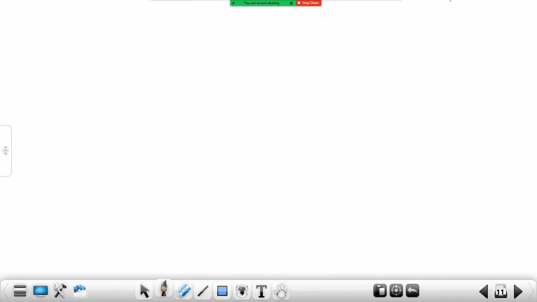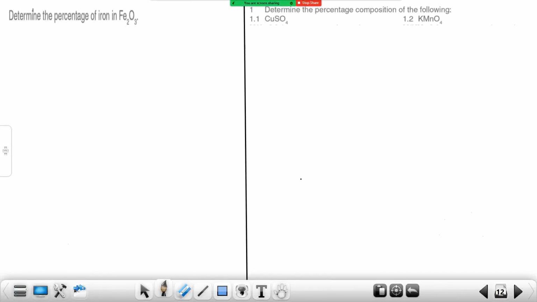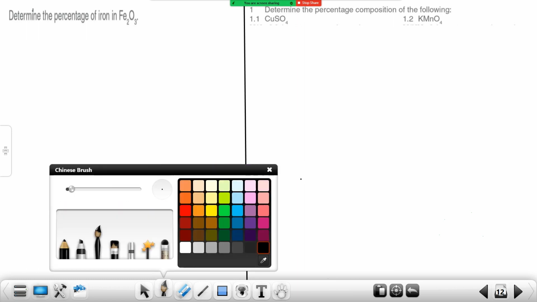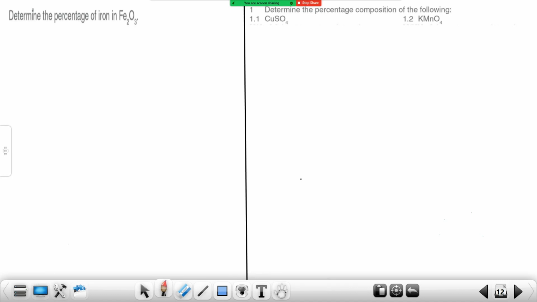So moving further on, I have a question here that I found somewhere. It says, determine the percentage of iron in iron oxide. Determine the percentage of iron in iron oxide. This one I will do as an example. So we are calculating the percentage of iron in iron oxide. We are going to do it in simple steps.